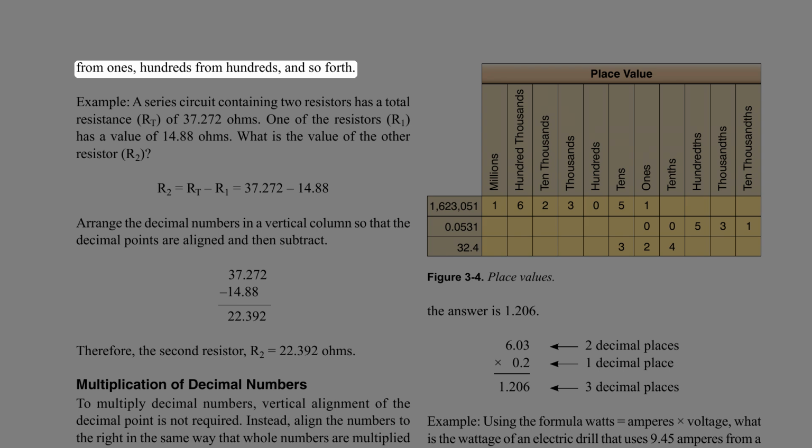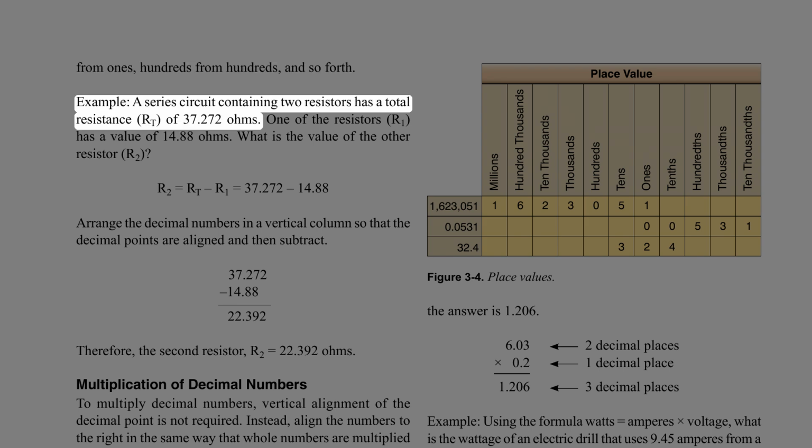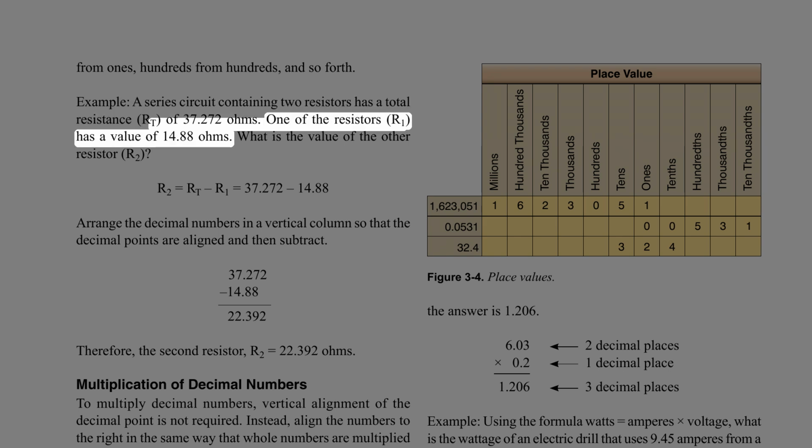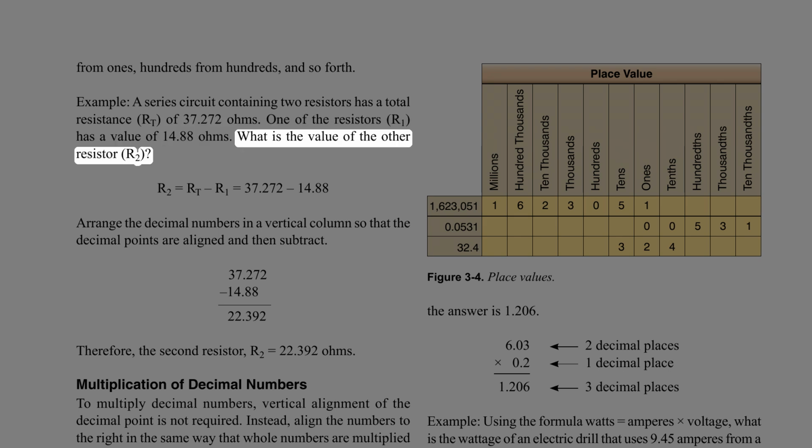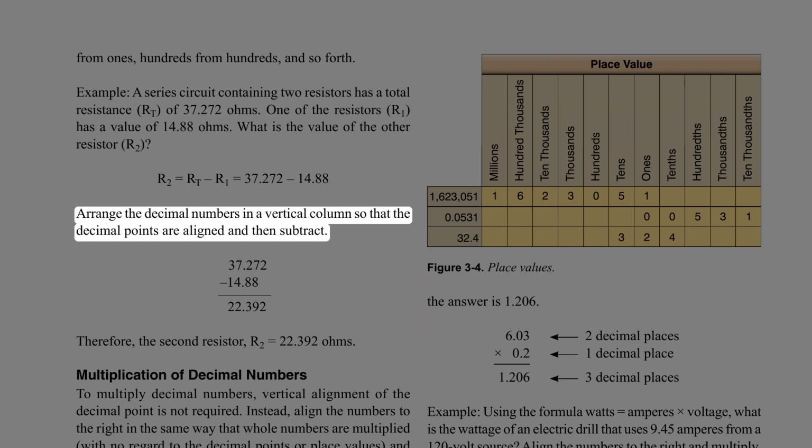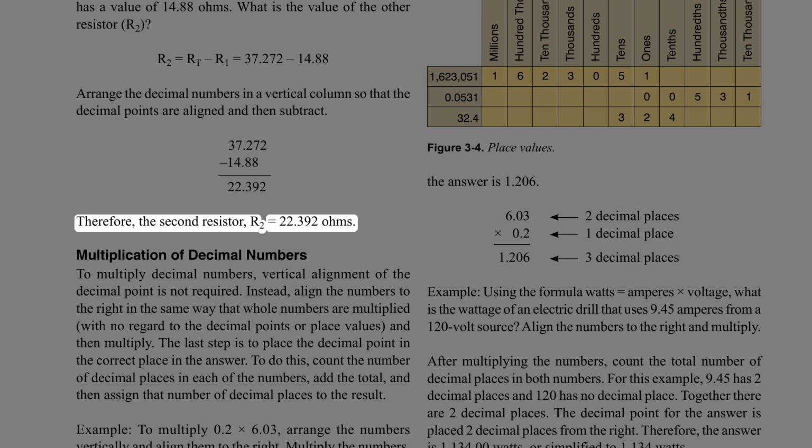Subtract ones from ones, hundreds from hundreds, and so forth. Example: a series circuit containing two resistors has a total resistance, R_T, of 37.272 ohms. One of the resistors, R1, has a value of 14.88 ohms. What is the value of the other resistor, R2? Arrange the decimal numbers in a vertical column so that the decimal points are aligned and then subtract. Therefore, the second resistor, R2, equals 22.392 ohms.